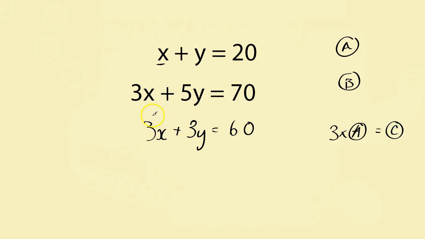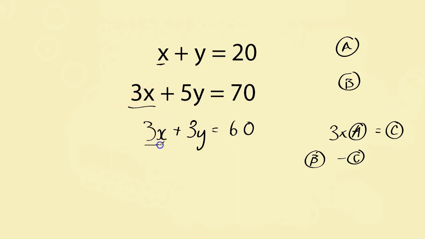Now I can go, well, what about C take away B? That would get rid of the x's. 3 take away 3 would give me 0 x's. I don't really want to be dealing with a negative number of y's, so I'm going to do B take away C. So this is how we do it.